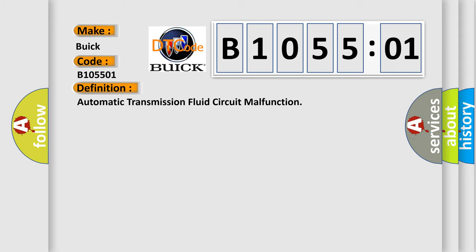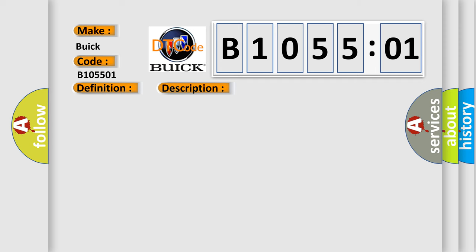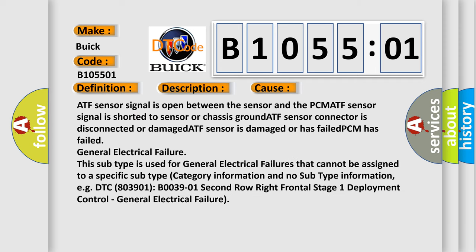And now this is a short description of this DTC code. Key on or engine running and the PCM detected an unexpected voltage condition on the ATF sensor signal circuit during the test. This diagnostic error occurs most often in these cases: ATF sensor signal is open between the sensor and the PCM. ATF sensor signal is shorted to sensor or chassis ground. ATF sensor connector is disconnected or damaged. ATF sensor is damaged or has failed. PCM has failed.